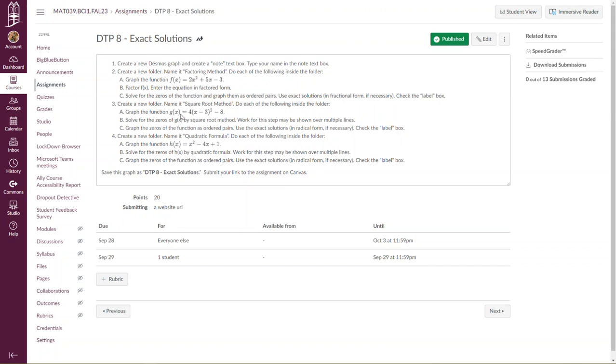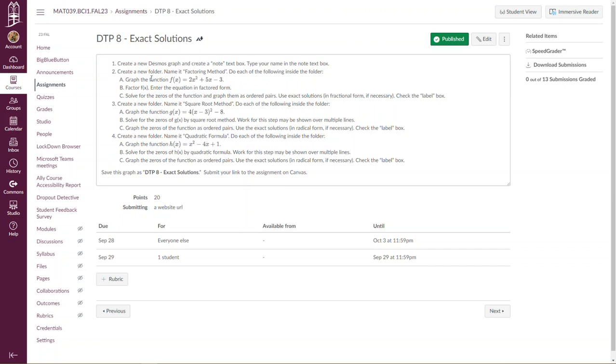I'm going to look here at our DPT8 project where we're supposed to be finding the exact solutions using the factoring method, square root method, and quadratic formula. The equations that you see here on my screen for DPT8 are going to change and be refreshed next time you open DPT8. So I'm going to look through the examples as they were, and then if you want to try this project again, there will be new equations on your Canvas course for those.